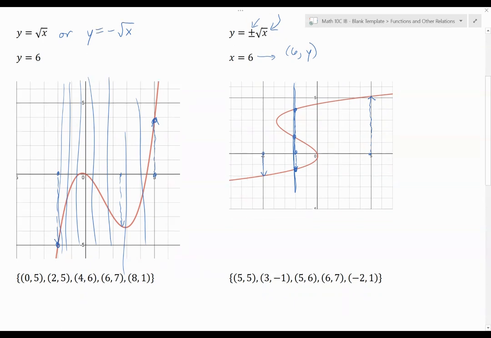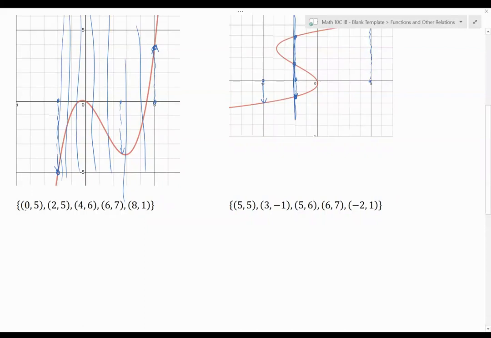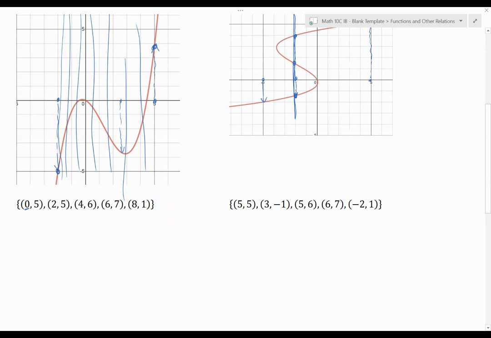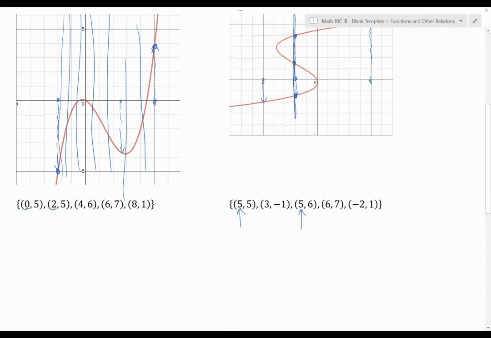If I'm looking at coordinates of points, the set of coordinates on the left does describe a function because every input has only one possible output. Input of 0 has only one possible output. Input of 2 has only one possible output. Whereas in the second set of points, the one on the right, if I have an input of 5, there actually are two possible outputs here. Input of 5 can lead me to a 5 or a 6.